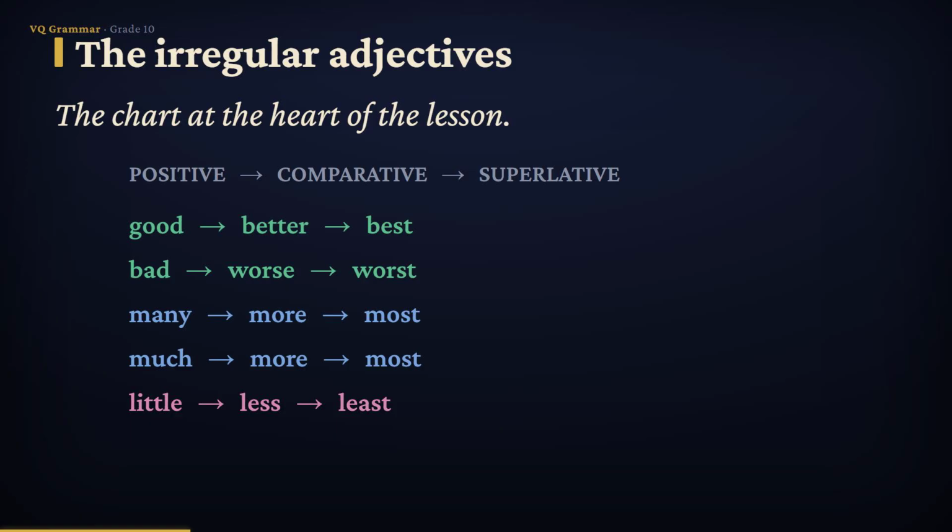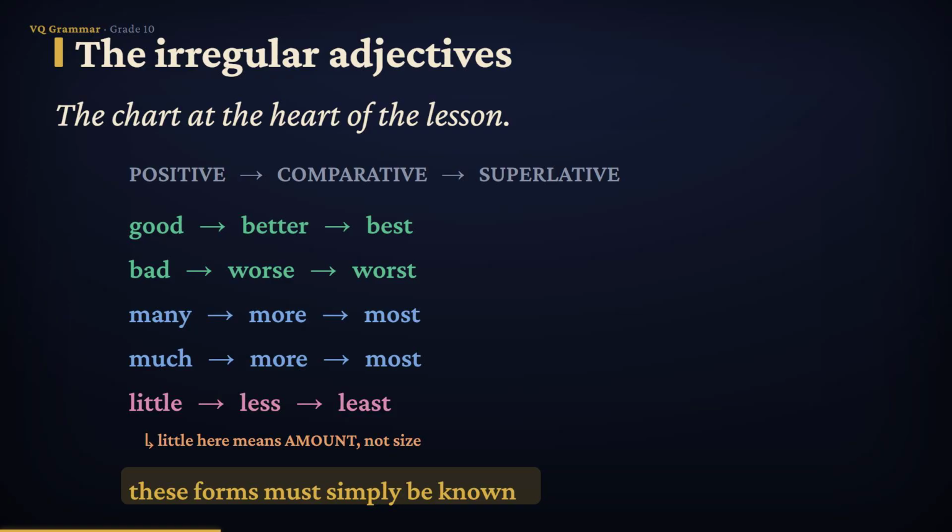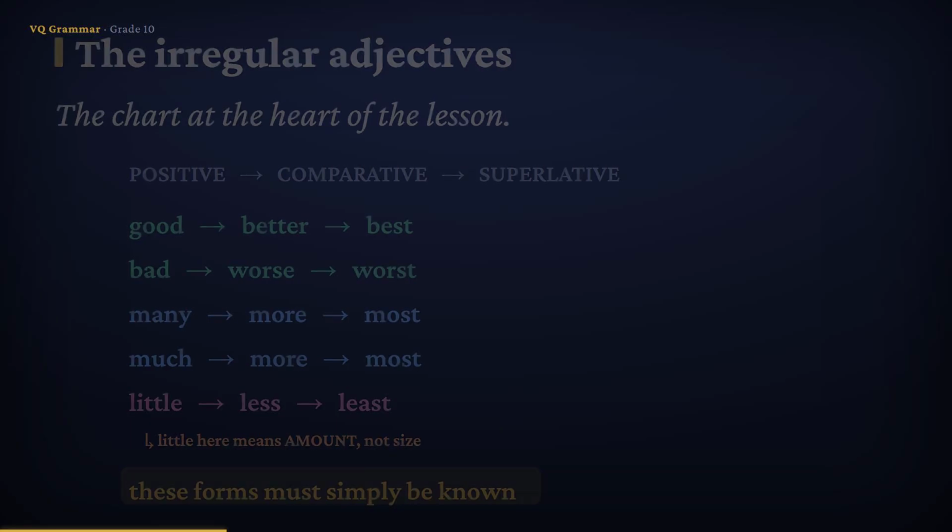Careful with that last one. Little here means how much, not how small. A little kitten is small, but a little water is an amount, and it is the amount meaning that gives us less and least. There is no pattern to lean on anywhere in this chart, so these forms must simply be known, memorized, the way you memorize a friend's phone number.